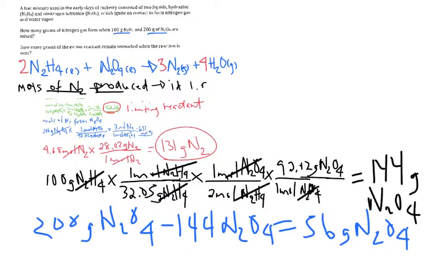So we found the limiting reactant by finding the amount of moles of N2 that would be produced. And then we were able to calculate the grams of N2 that would form using this limiting reactant. And then we were able to figure out the amount of dinitrogen tetroxide that would get used up during this reaction and subtract it from the initial amount in order to get the excess mass.